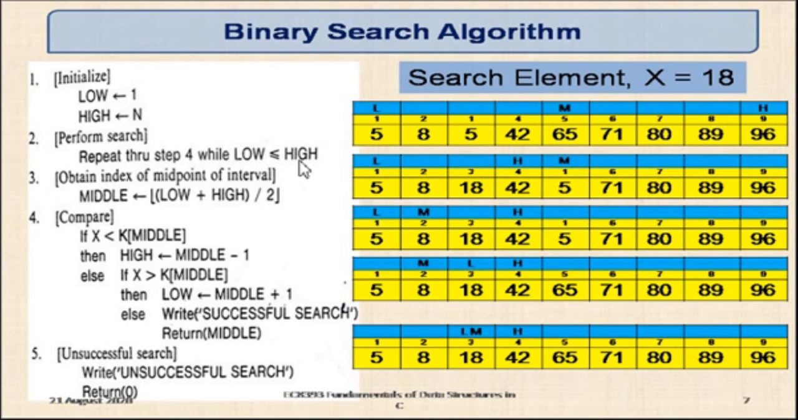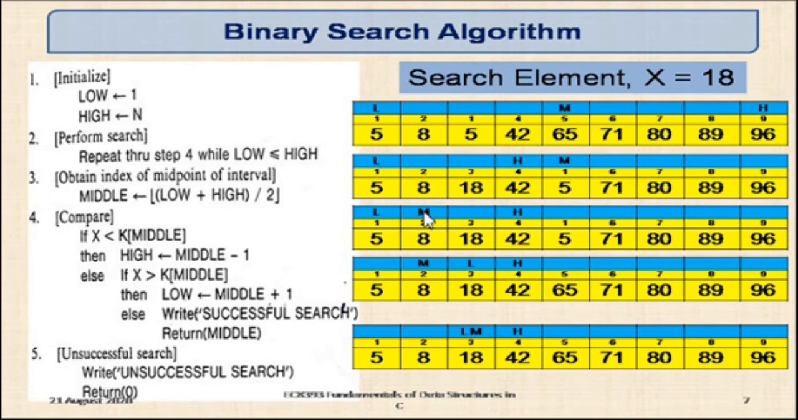Low is less than high. Again, condition is satisfied. So it calculates the new middle position. So low is 1, high is 4, 1 plus 4, 5, 5 by 2. Actually 2.5, but let us take only the integer part of it. So 2. So you keep the pointer here by checking the condition. Because 1 plus 4 by 2, so 2. Middle is 2.